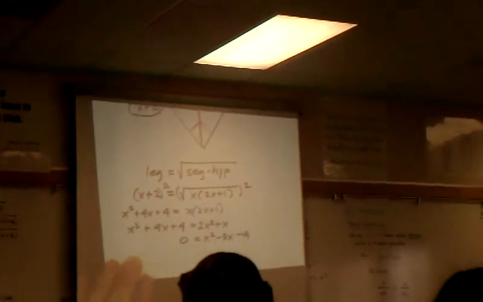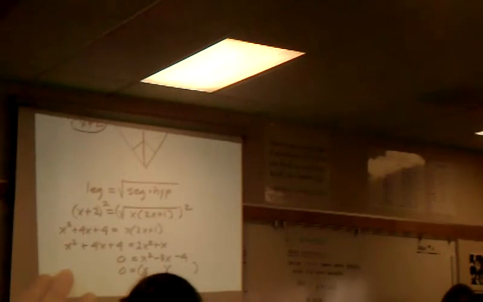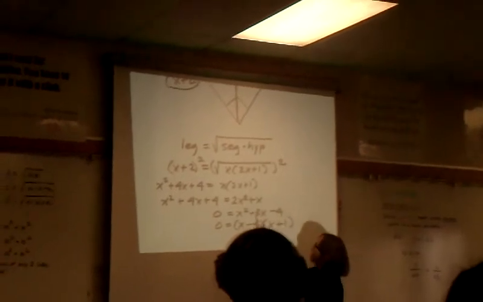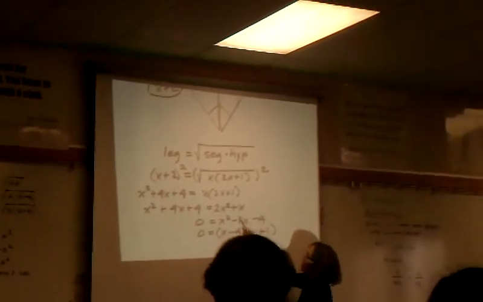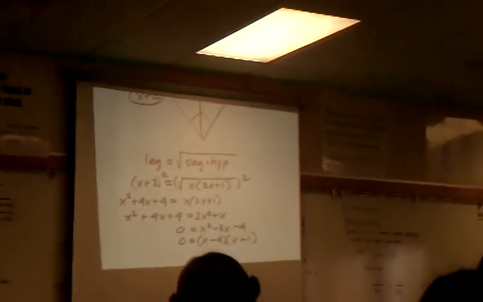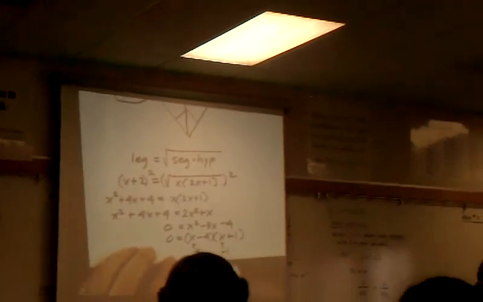So then it's easy. This is an easy one to factor. x minus 4 times x plus 1, FOILing it back. x squared, check, plus 1x minus 4x is negative 3x, check, minus 4. So the solutions are a positive 4 will make this equation true, or a negative 1.